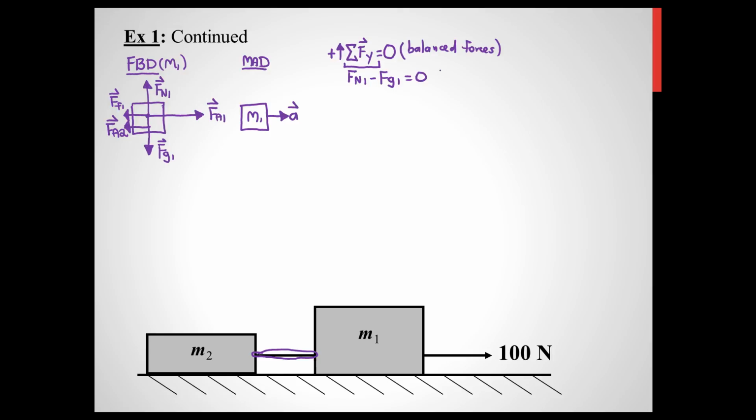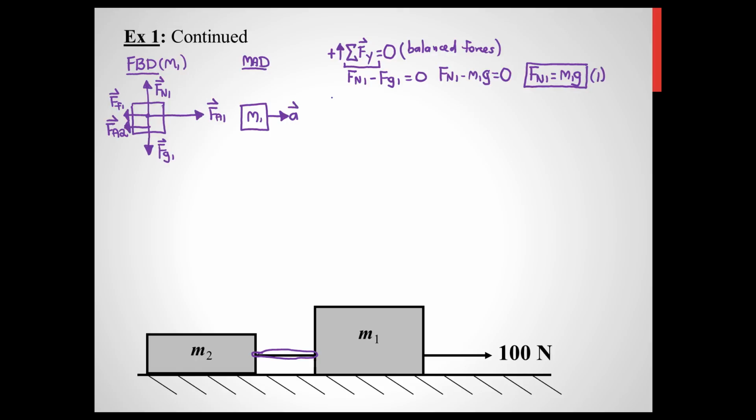So expand this a little bit. This would turn into Fn1 minus m1 times g is equal to 0. And then this would tell me that normal force 1, if I add m1g to both sides, would just be m1 times g. I'm just going to box this one for now and call it equation number 1.